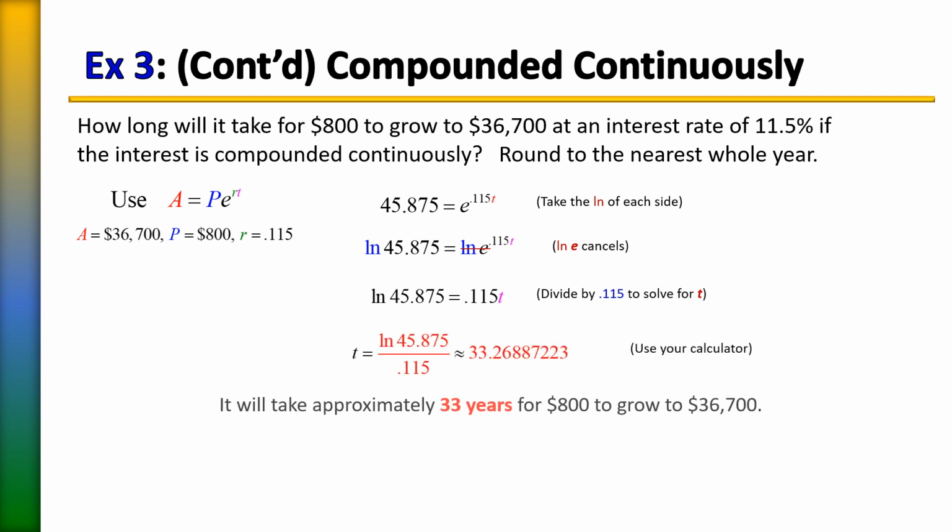And if you get your calculator and do those calculations of the natural log of 45.85 divided by 0.115, you'll get an approximate time of 33 years when you round it, because we are instructed to round to the nearest whole year. So that would take 33 years for $800. If you put it in this account at that interest rate, leave it alone, and don't make any withdrawals, at the end of that time period, you will have $36,700.